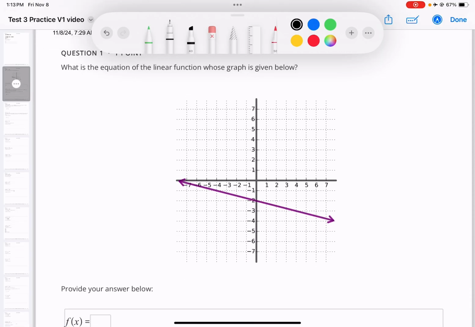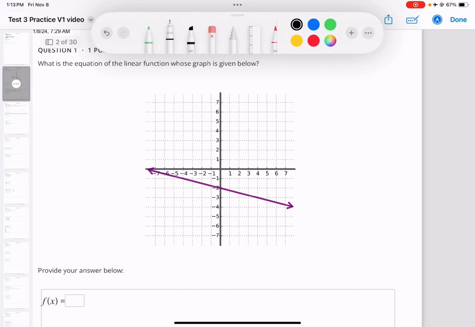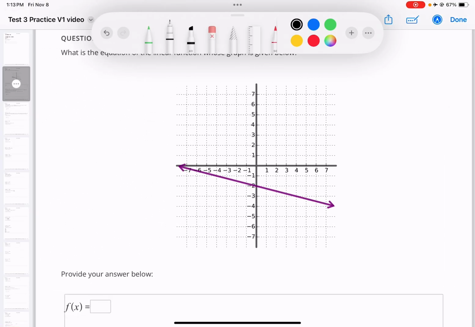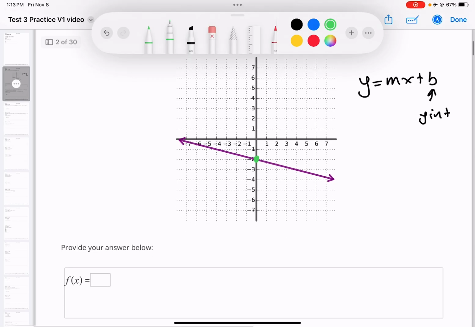Okay, this first one is asking for the equation of the line. So the easiest one to work with is slope-intercept form, which is y equals mx plus b. B is our y-intercept. So our y-intercept is right here, so it's -2. So I know that this is something x minus 2. I still got to find my slope, right? This is my slope.